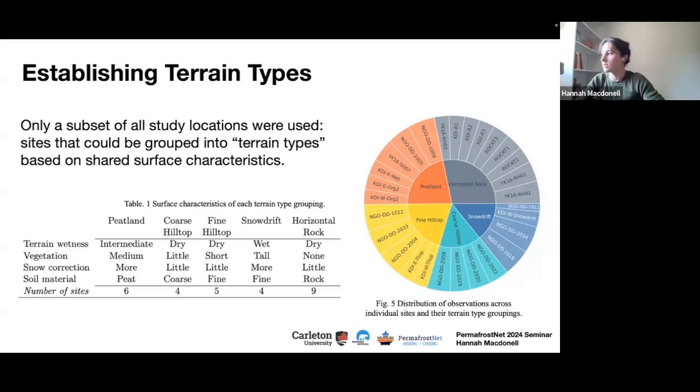The table on the left here is showing these categorical parameters, and how they were assigned to each terrain type. These terrain types included things like peatland, coarse and fine hilltop sites, snowdrift sites, and horizontal rock sites. On the right, you can see a nested pie chart, and that shows the distribution of data I had, not only for each site that was ultimately included in the case study, but also for each terrain type. Although there was some variation, I ended up with a relatively even distribution of data across the terrain groupings that were selected. Just for reference, each section of this pie is 3 or 4 mini loggers at each location. The 3 or 4 mini loggers at each of these sites are then averaged to produce one temperature time series that's used as my observational data.